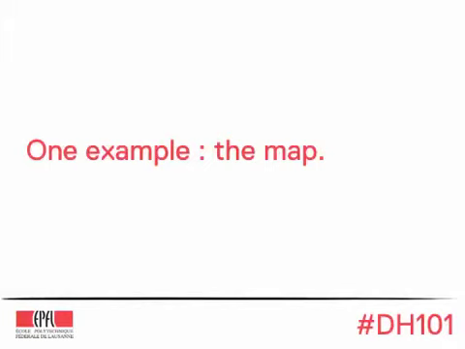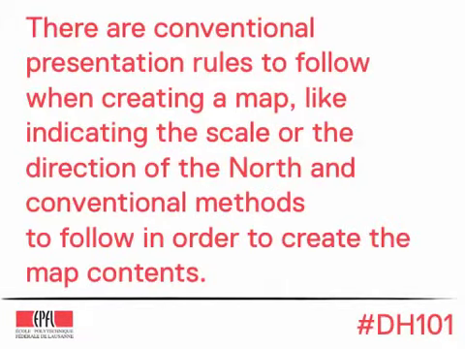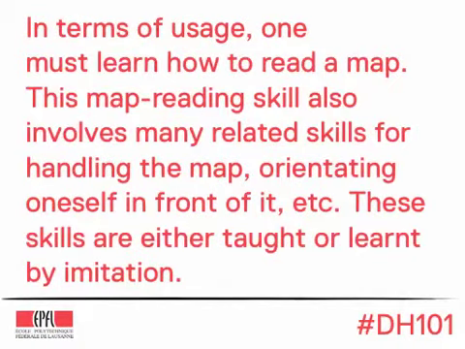Let's take one example in particular, the map. There are conventional presentation rules to follow when creating a map, like indicating the scale or the direction of the north, and conventional methods to follow in order to create the map contents. And in terms of usage, one must learn how to read a map. This map reading skill also involves many related skills for handling the map, orienting oneself in front of it, etc. And these skills are either taught or learned by imitation.